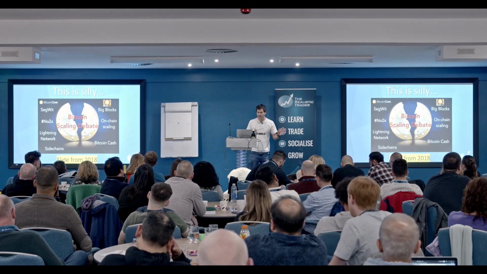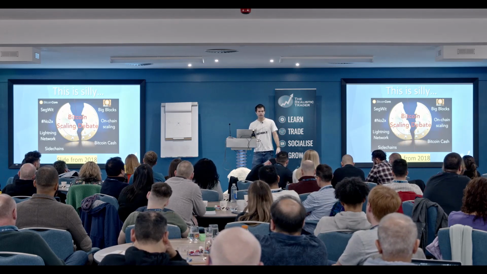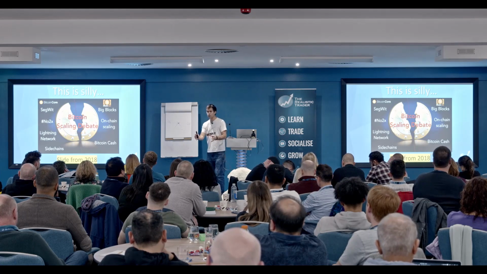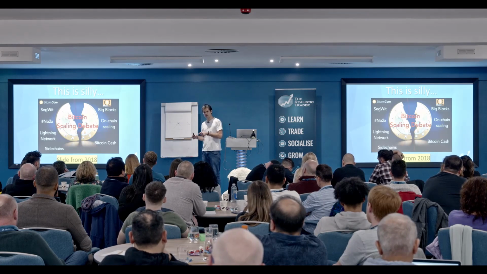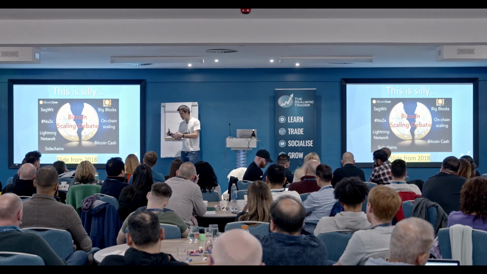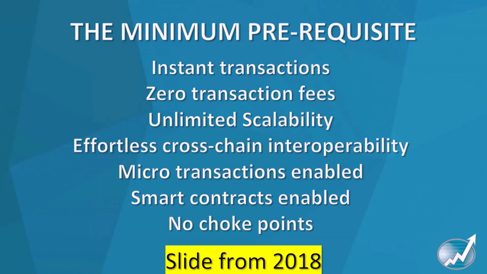It was completely silly because they were arguing about what is the best form of horse for this horse and carriage, when in fact the question should be, wait a minute, a horse and carriage is an inefficient way to go from A to B. What we need to do is, screw that, think of something that can get us from A to B fastest, cheapest, etc. And this is the slide I made in 2018.